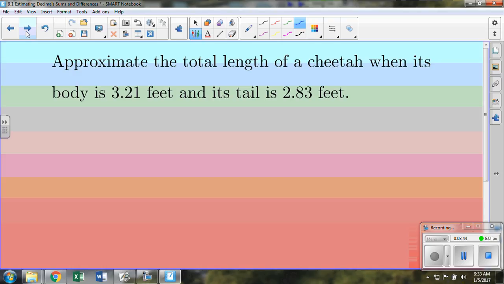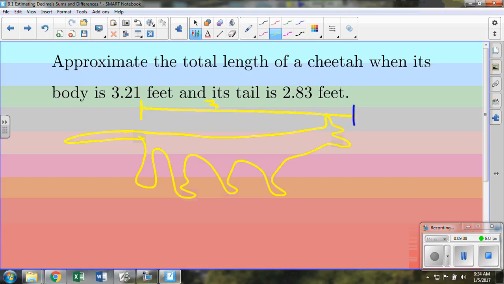Approximate the total length of a cheetah. And here you get to laugh at my hideously bad cheetah drawing. Because there's a cat, mouse, and legs. Check it out. Here's a terrible drawing done super fast. You can tell it's trying to be an animal. Okay, so the body is 3.21 feet. The tail is 2.83 feet. About how long is the total cheetah?